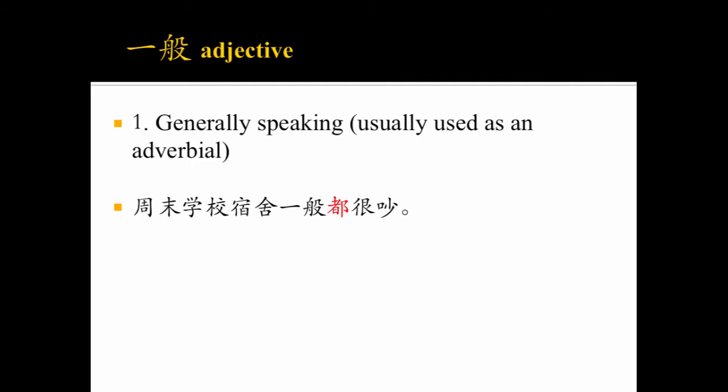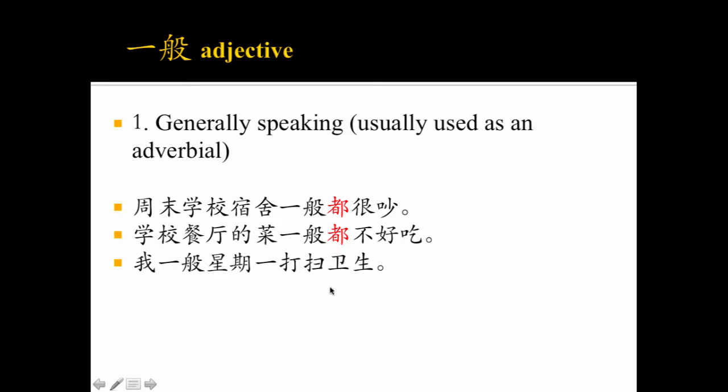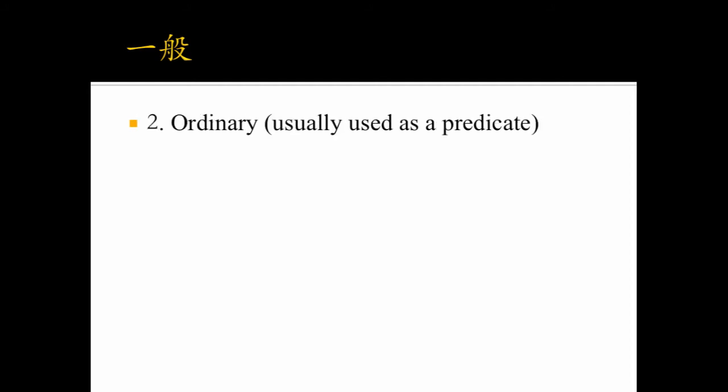For example, 周末，学校宿舍一般都很吵。学校餐厅的菜一般都不好吃。我一般星期一打扫卫生。你一般星期几打扫卫生？黄老师一般星期六打扫卫生，因为黄老师一般星期一到星期五都很忙。一般 has another usage, usually used as a predicate in the sentence, meaning ordinary.